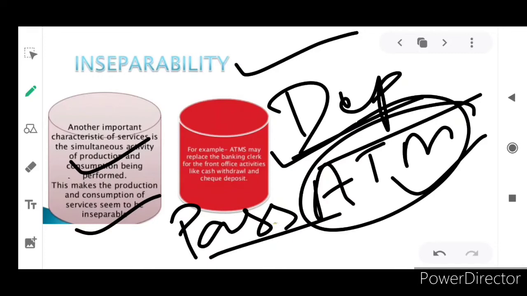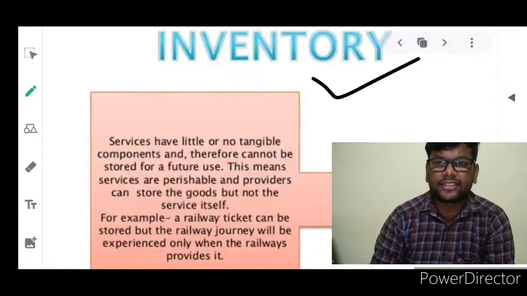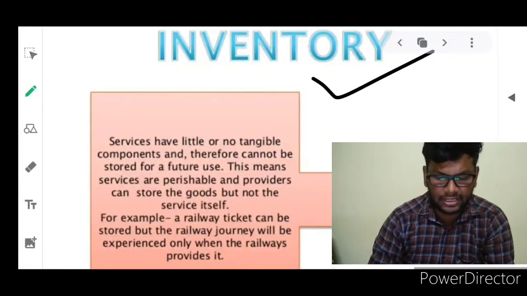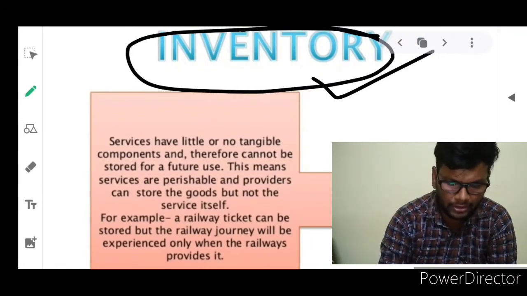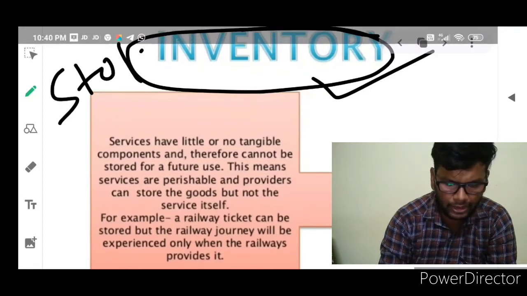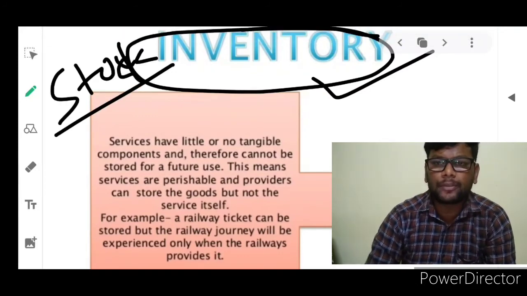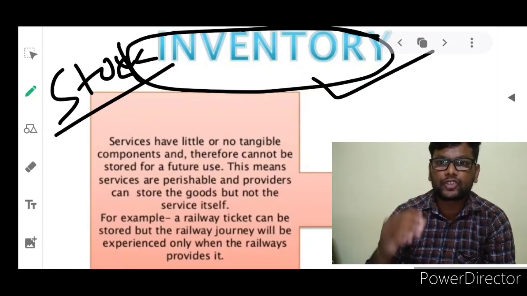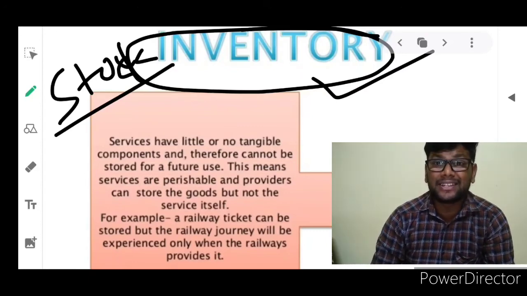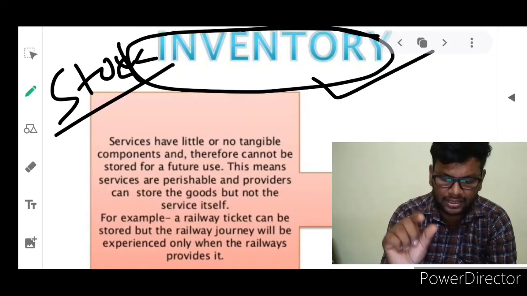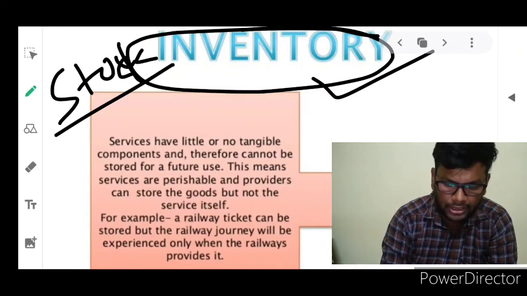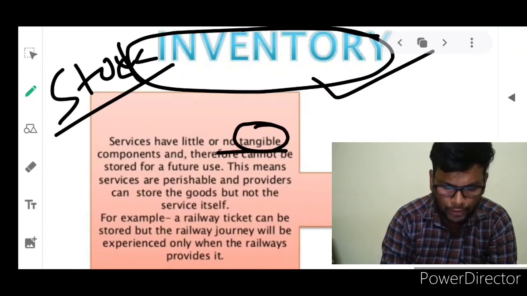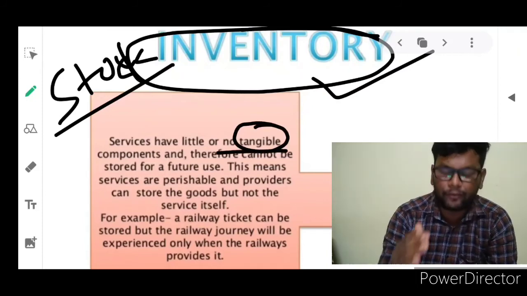So that is what. Inventory. The next characteristic of business services is inventory. What is the meaning of inventory actually? In accountancy terms, inventory means stock, S-T-O-C-K. So stock means inventory. We can store stock in a warehouse, but here services cannot be stored, isn't it? Services have little or no tangible components, and therefore cannot be stored for future use.